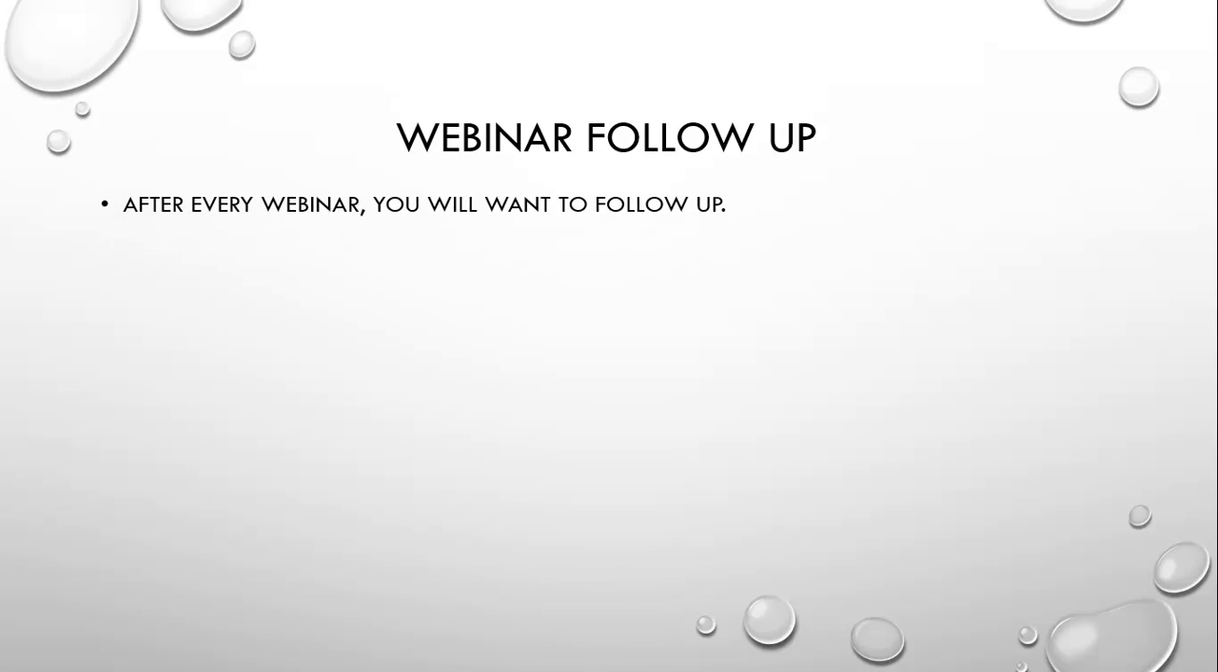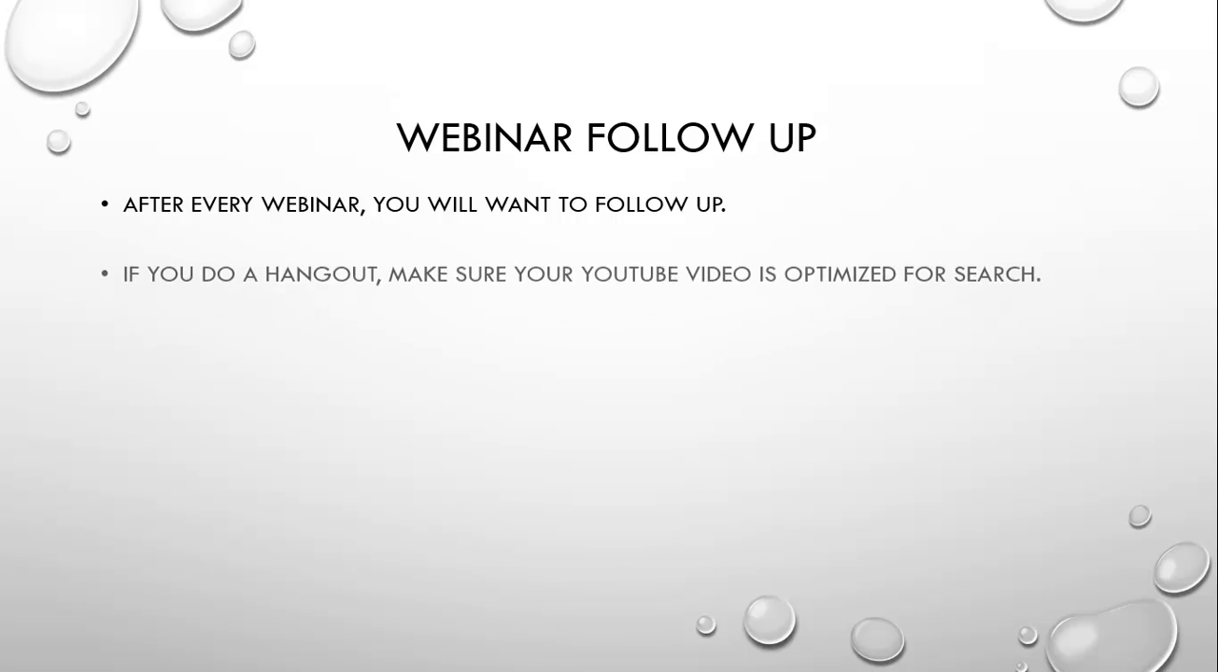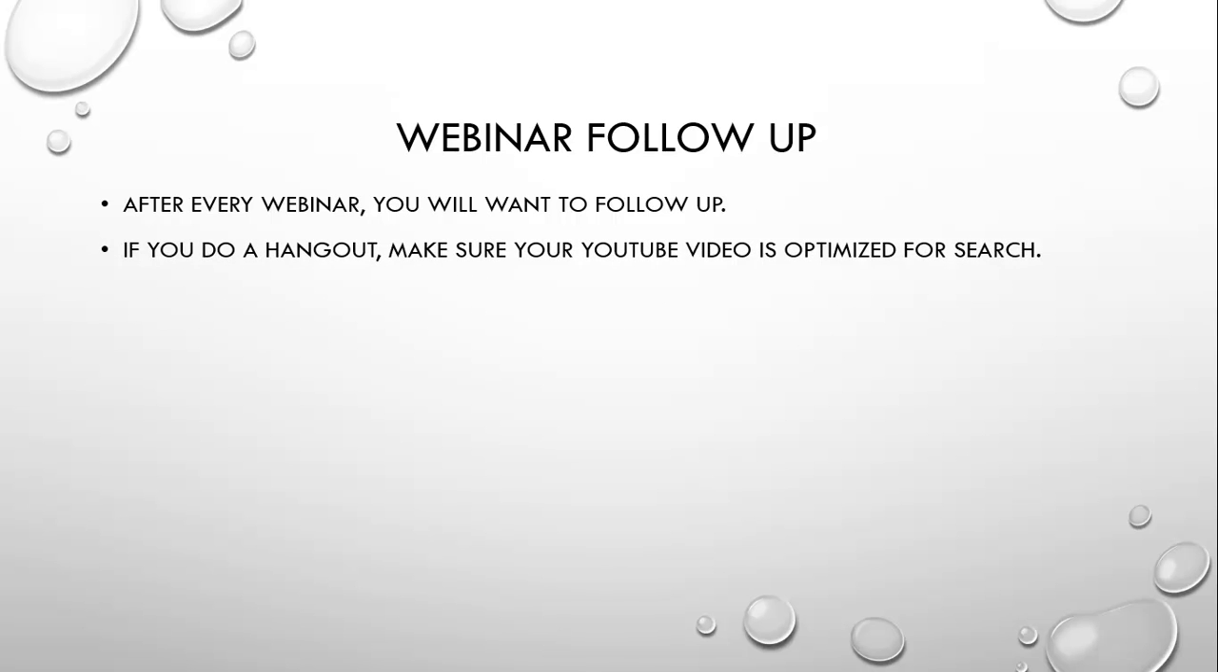So you probably want to develop a checklist of things, depending on which platform you are going to use. Now, if you choose to do a Hangout, one of the things you're going to want to do is make sure that your YouTube video is optimized for search. In other words, you will treat your Hangout just like you would a YouTube video.